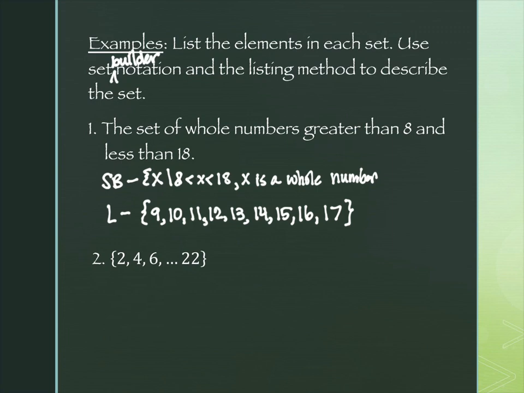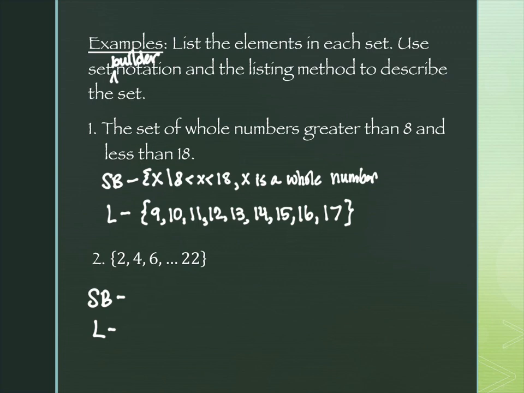Now, number two, set builder and listing. What kind of numbers do you see represented in number two? Evens. They're even numbers, right? And you might be looking at it and saying, isn't it already in listing method? And it is, except that it's not listed everything. So that's what we're going to do when we write the listing method out.